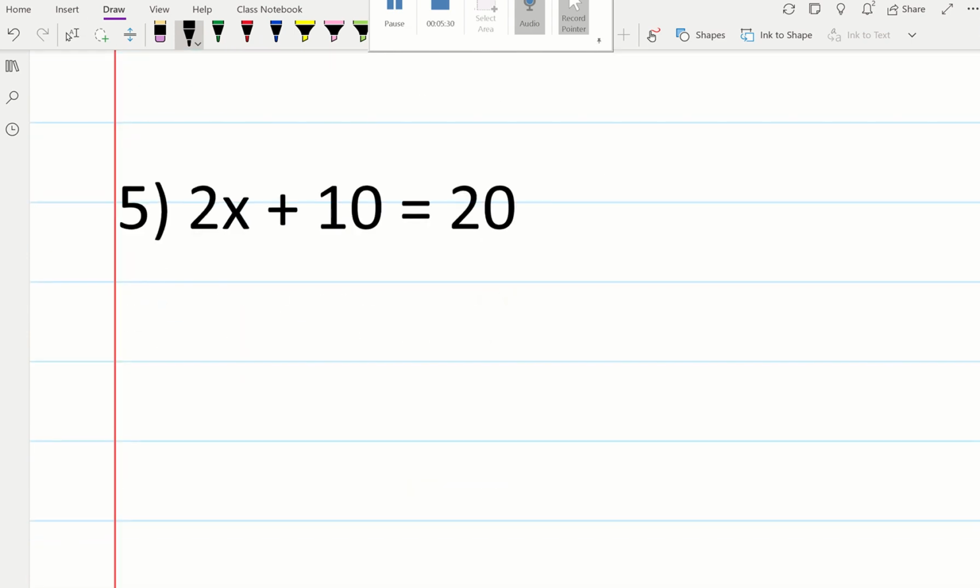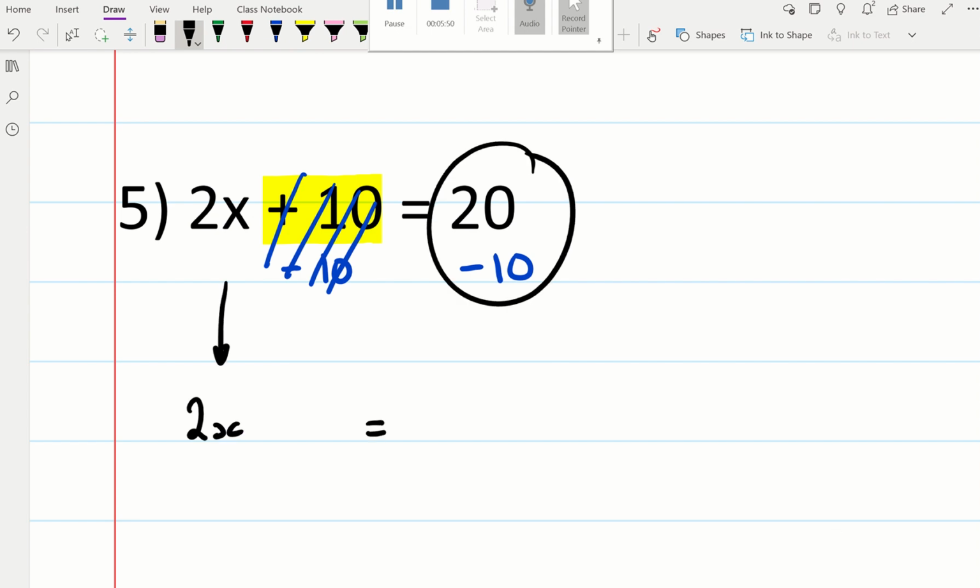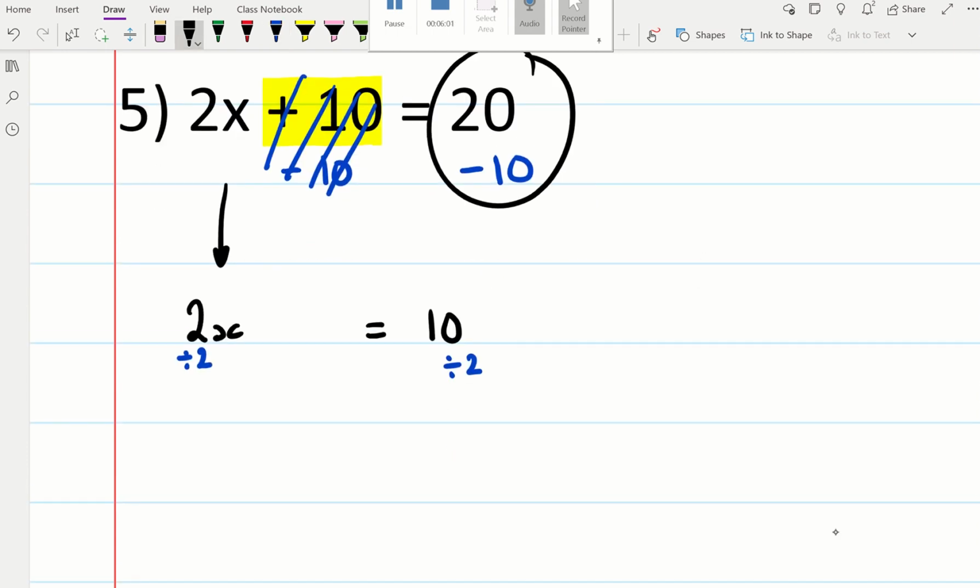And again, this is very similar. I've got a plus 10. So to do the opposite of plus 10, it's a negative 10. Minus 10, minus 10. These cancel. They give me a 0. 10 minus 10 is 0. 2x, that's left over. I write it on the next line. And then I do this: 20 minus 10 is 10. Divided by 2, divided by 2. x equals 5, because 10 divided by 2 is 5.